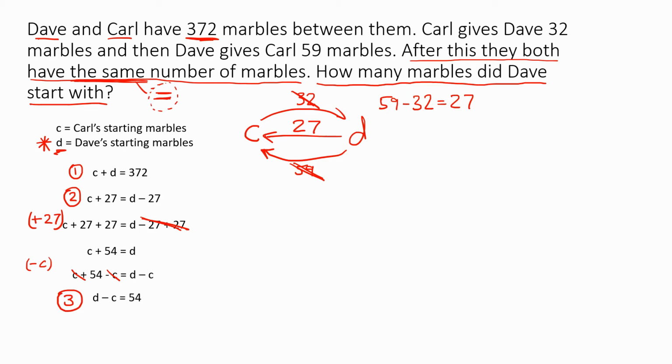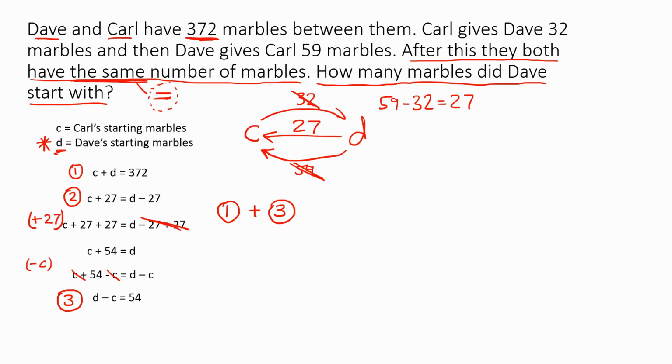Okay, now we have two equations where both letters are on one side and all the numbers are on the other side. How do we get from here to our answer? Well, you can actually add equations, and that's what we're going to do next. We're going to take equation 1 and add it to equation 3. What that means is we're going to add everything on the left-hand side together, and we're going to add everything on the right-hand side together, so that overall we still have a balanced equation.